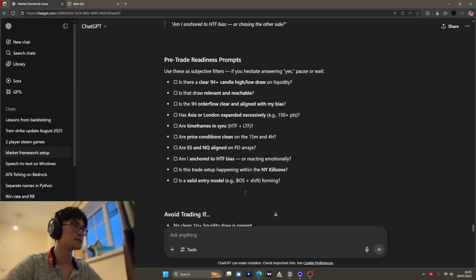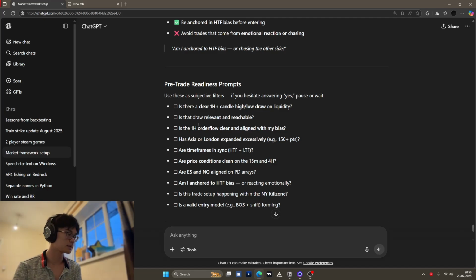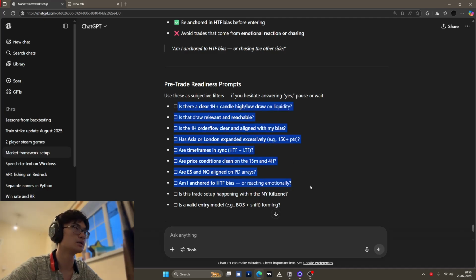So I had ChatGPT give me some sort of framework, so that I wouldn't get caught in choppy conditions or whatever conditions, and then get stopped out because of that, because that's when the model doesn't really work well. It's just when it's bad conditions. So this one, I don't know why that's there. But yeah, this is the main gist. So probably like that.